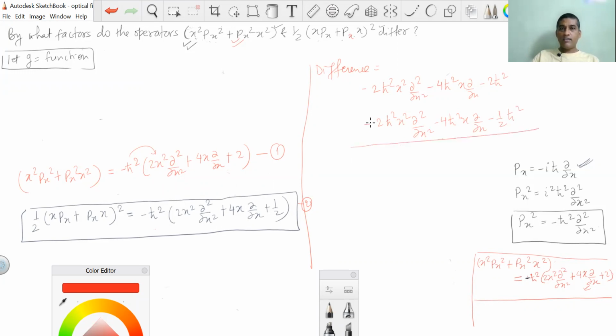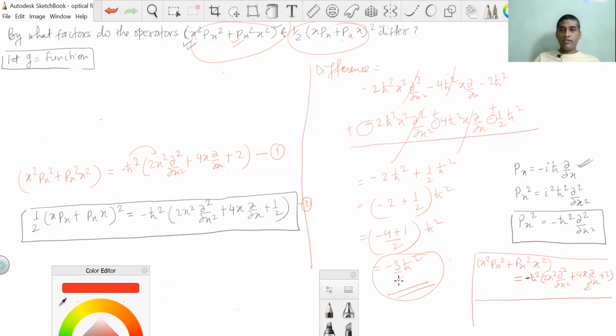We have to find the difference, okay. So we need to find the difference. So let us subtract it. So these two terms cancel, these two also cancel. So we have minus 2h bar square plus 1 by 2 h bar square, okay. We have this. So we can simplify it: minus 2 plus half h bar square. So minus 4 plus 1 by 2 h bar square. So we get minus 3 by 2 h bar square. So finally, we have found that these two operators differ by the amount or differ by the factor minus 3/2 h bar square.